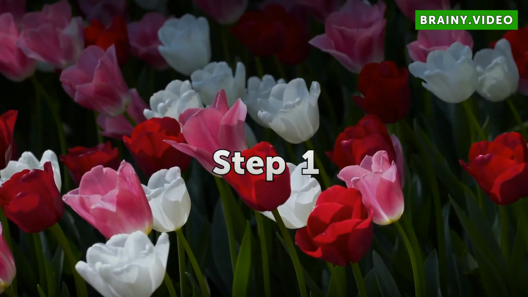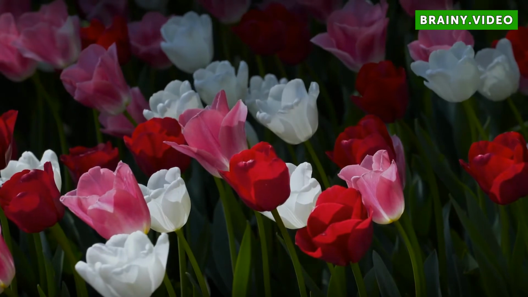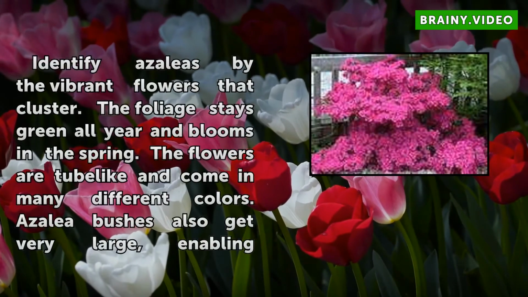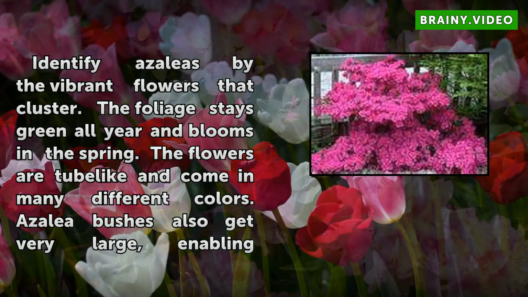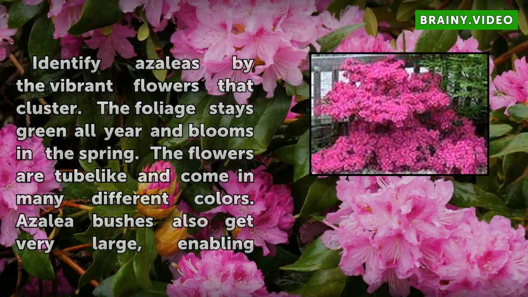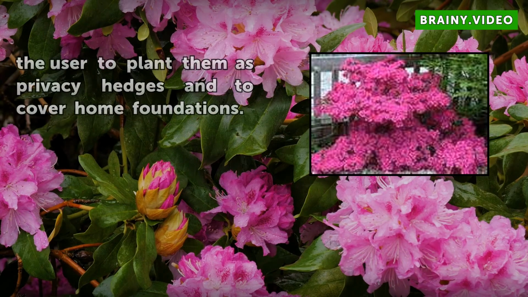Step 1. Identify azaleas by the vibrant flowers that cluster. The foliage stays green all year and blooms in the spring. The flowers are tube-like and come in many different colors. Azalea bushes also get very large, enabling the user to plant them as privacy hedges and to cover home foundations.